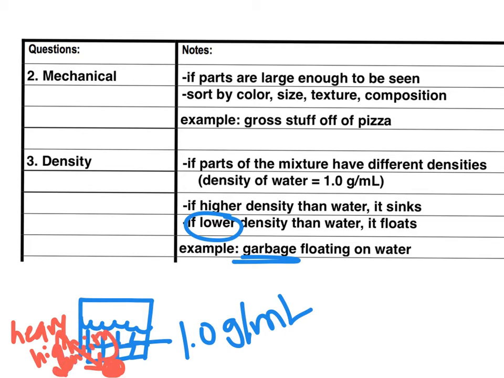Then I put a piece of paper or a piece of plastic. It's going to be up here because it has a lower density. It's going to float. There is less matter crammed into that amount of space.